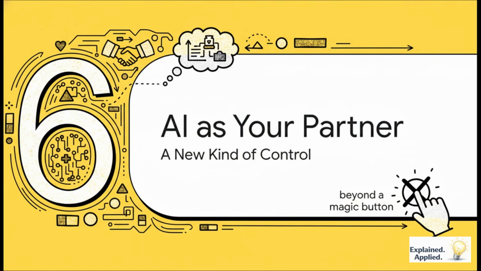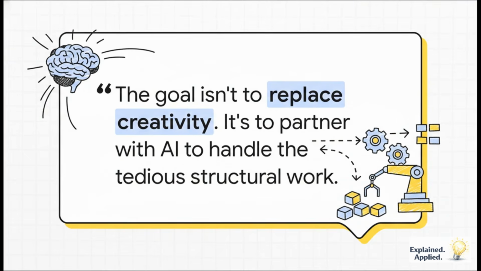So when you boil it all down, this is really about changing how we think about AI's role in the creative process. It's about moving beyond the simple idea of just pressing a magic button and hoping for the best. And this right here, this is the most important thing to take away from all of this. The goal isn't to replace your creativity. Not at all. It's to partner with AI, to let it handle all that tedious, structural, repetitive work for us. This frees you up, the creator, to focus on what actually matters, the story, the message, your unique creative vision.